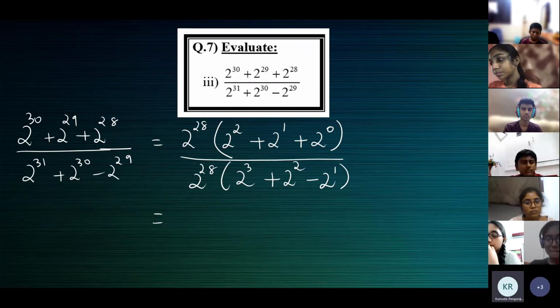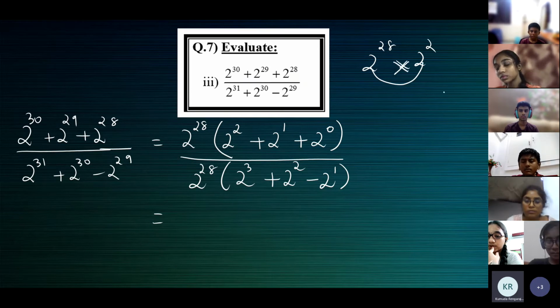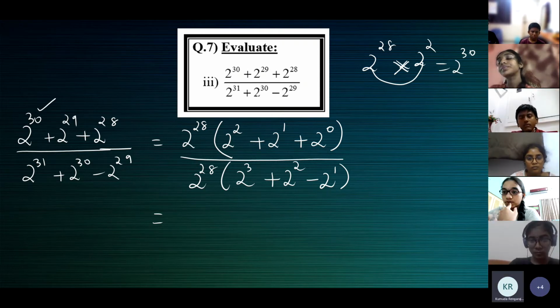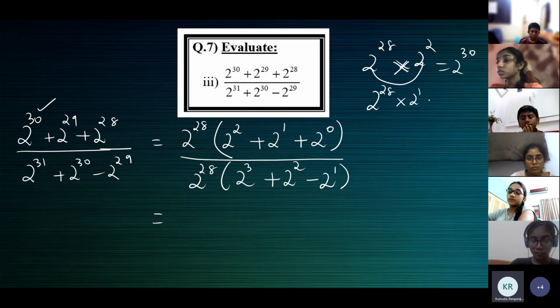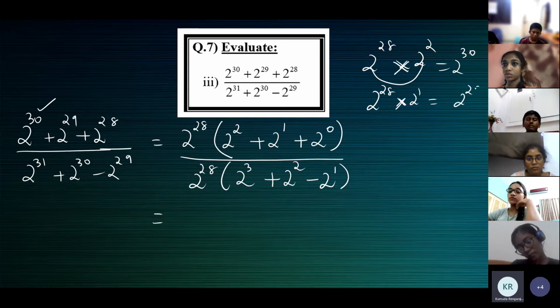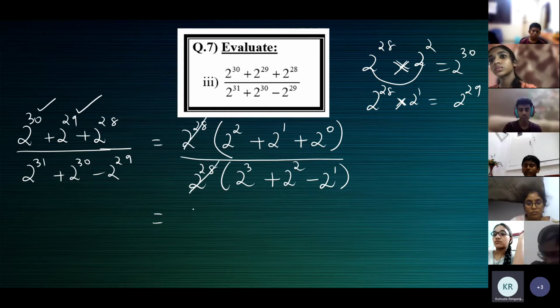See, children, here you're multiplying 2 to the power 28 into 2 square. Bases are same and it's multiplication, so we have to add the powers. So you will get 28 plus 2, 30. You get the first term. 2 to the power 28 into 2 to the power 1 is equal to, bases are same, it's multiplication, add the powers, 2 to the power 29. See here, you're getting the second term like that. Now this gets cancelled. So what do you have in the bracket?